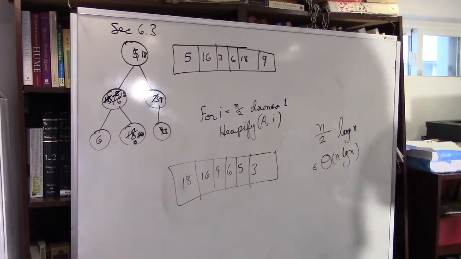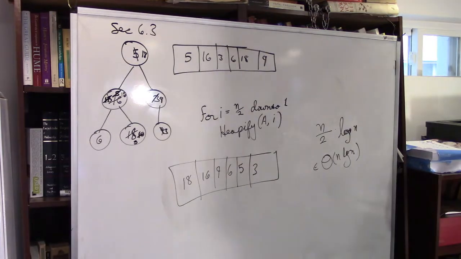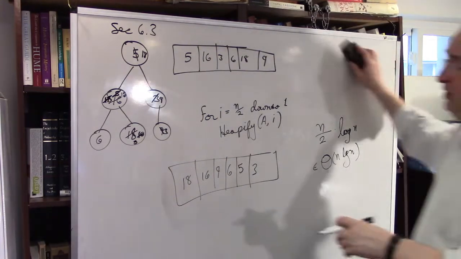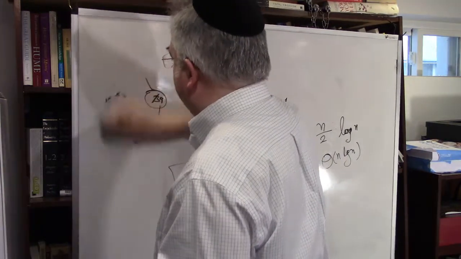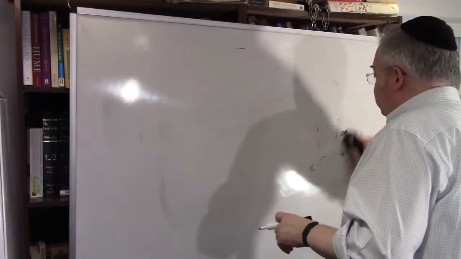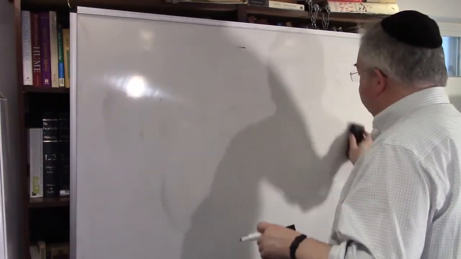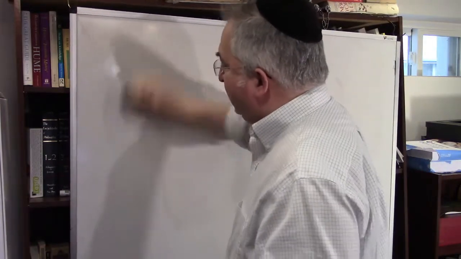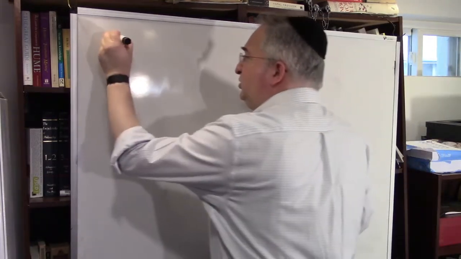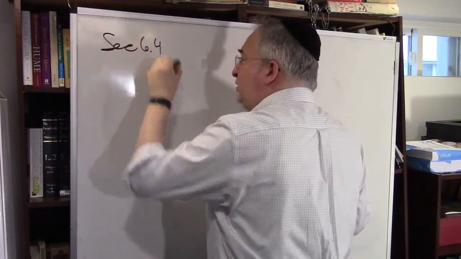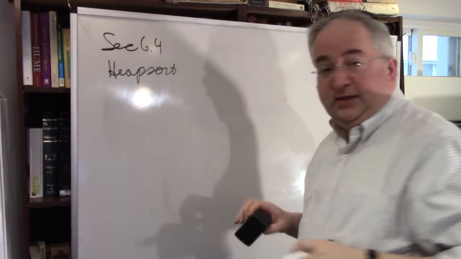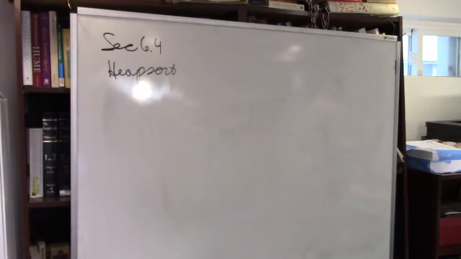Not hard. Great, so now we know how to make a heap. Question, what does that have to do with heap sort? So now we do the heap sort. Let's just recap. Section 6.1 told you what a heap is. 6.2 told you how to fix a heap, called Heapify. 6.3 told you how to make a heap using Heapify. And now we do section 6.4, which is called Heapsort. This is the actual algorithm.